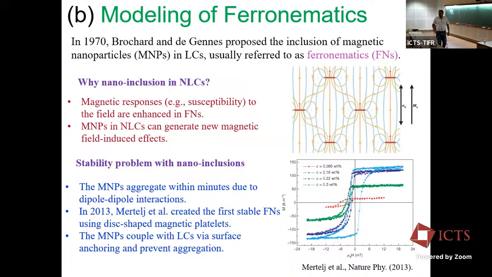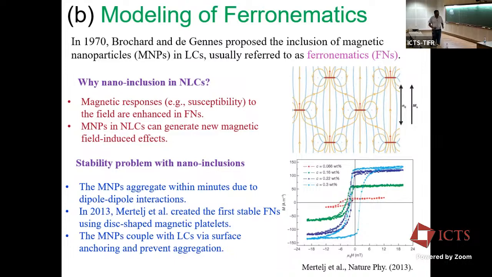What happens is that the liquid crystals form what are called Saturn ring defects, which stabilize the array of magnetic nanoparticles. I don't want to go too much into the details of that, but the bottom line is that at the end of the day, you get this aggregate of stable ferronematics with the magnetic moment pointing along the director field on average. And then there's a picture of the magnetic response of these: that's the magnetic field, that's the magnetization. Mertelj and others studied this in various contexts, and it became a very popular system.